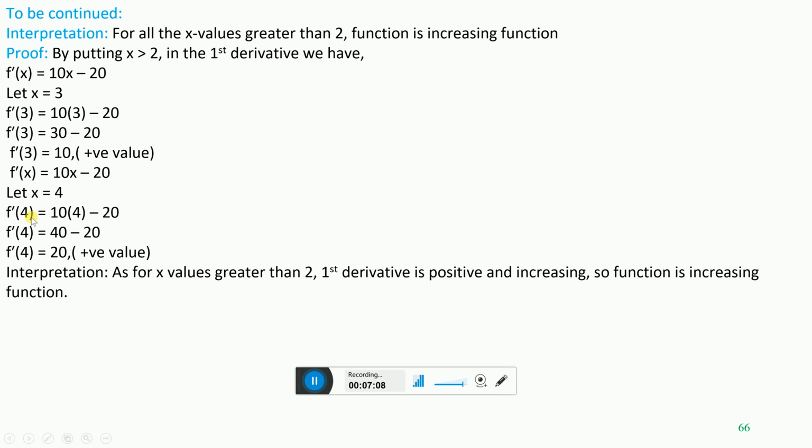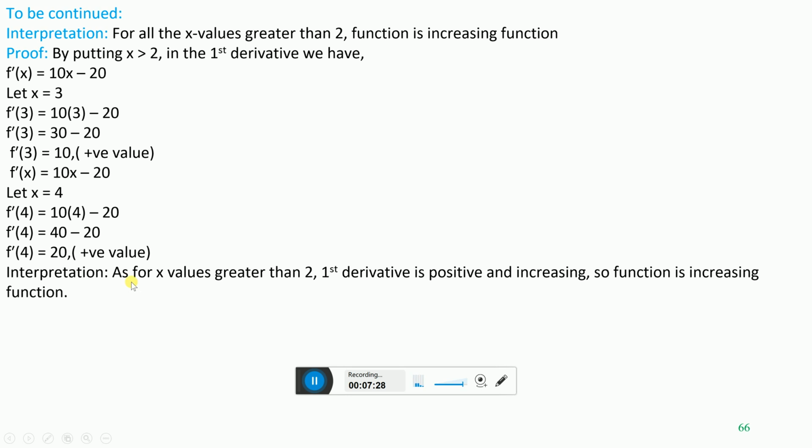So f prime of 4 is equal to 10 multiplied by 4, which is 40, minus 20, and f prime of 4 is equal to 20. Again this is greater than 0, a positive value. So what does this mean?